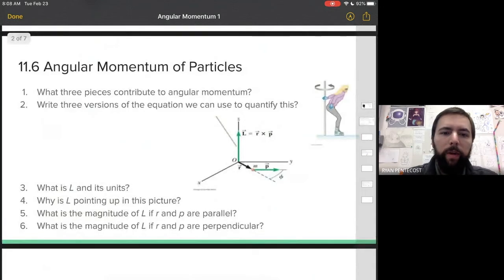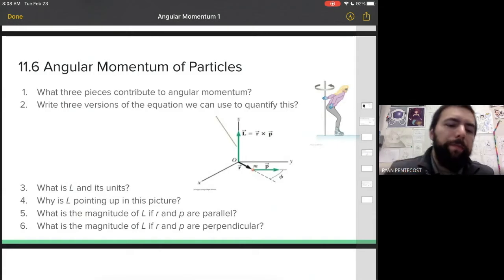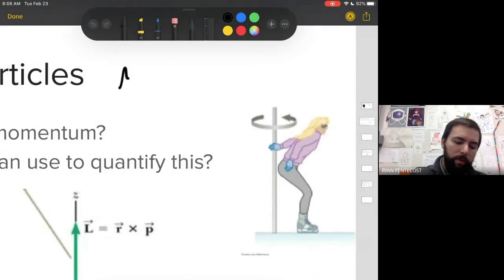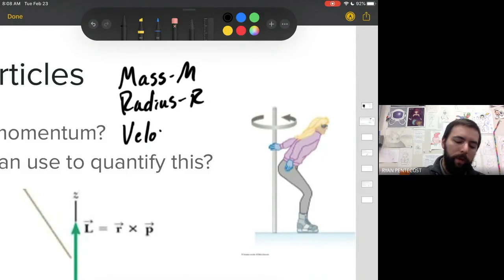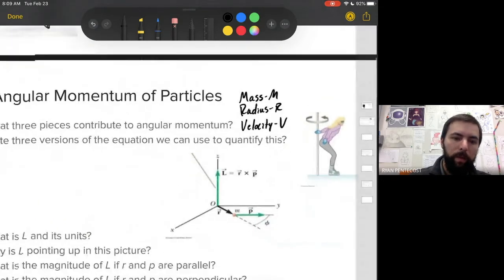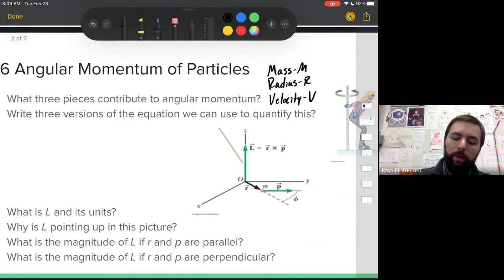All right, so next slide, we have angular momentum of particles. We usually start with particles before we move on to the big ones. So what three pieces contribute to angular momentum? The variables that we are going to use for angular momentum, you have mass, you have radius, and you have velocity. Lo and behold, if you want to make something angular, multiply it by radius. So write three versions of the equation we can use to quantify this.